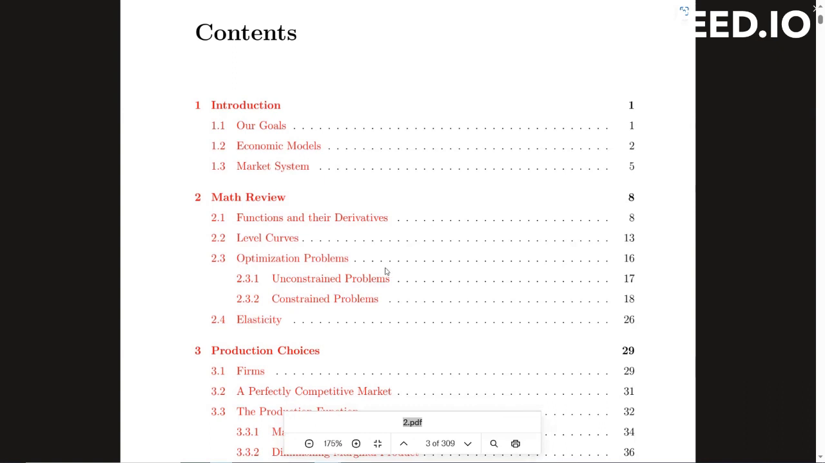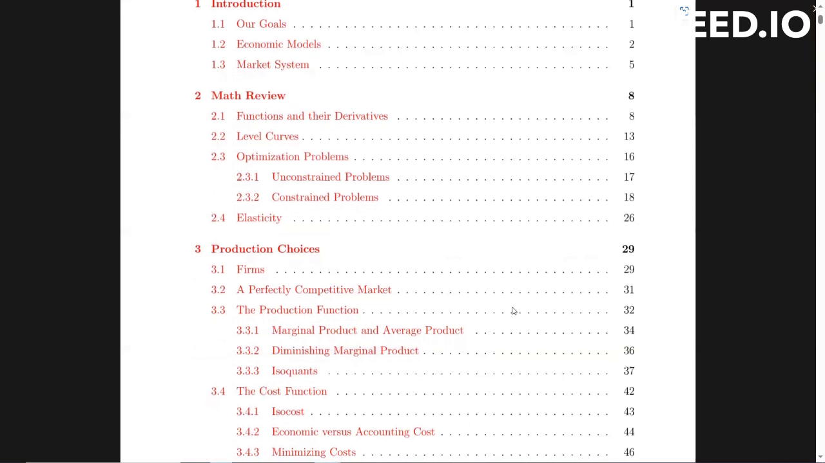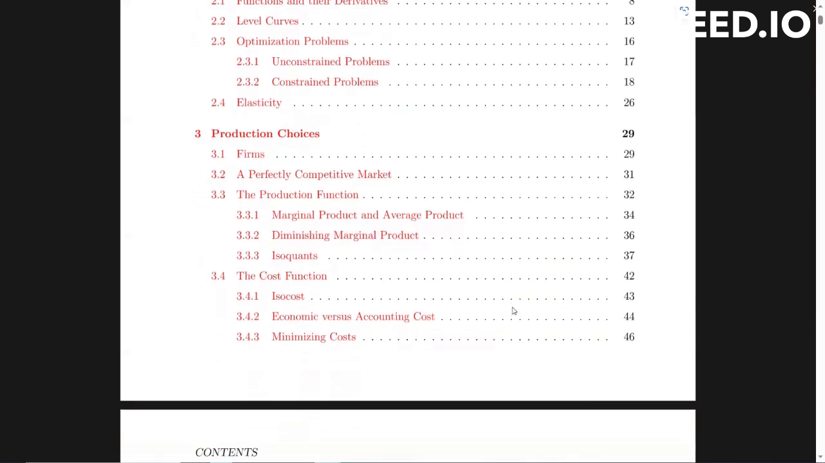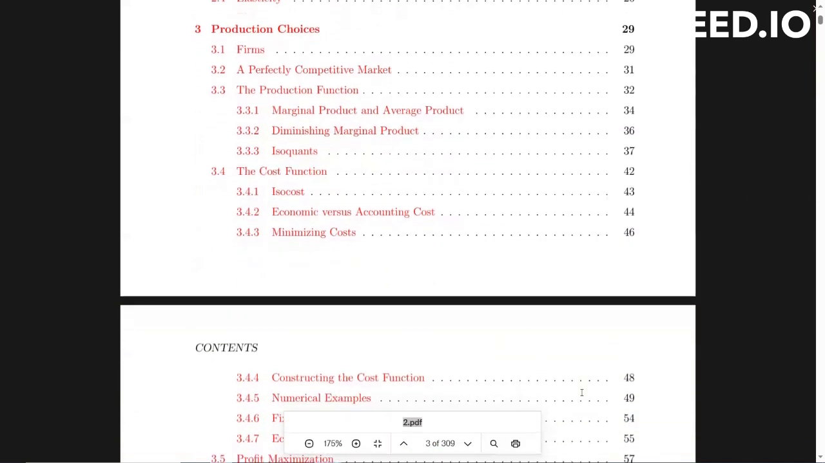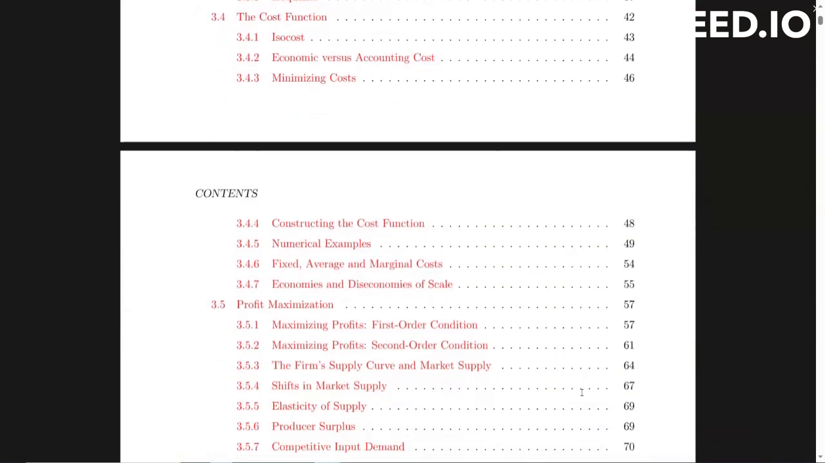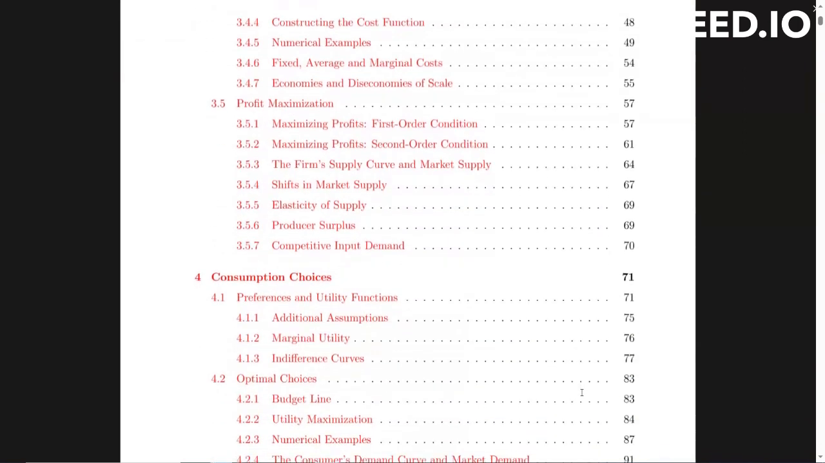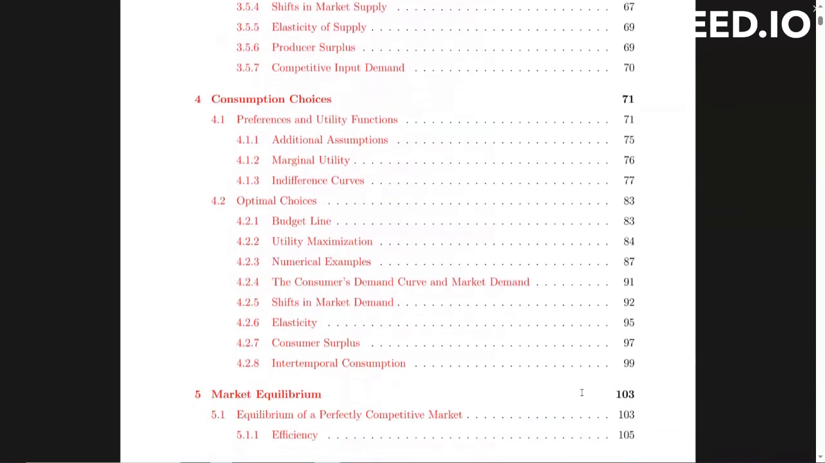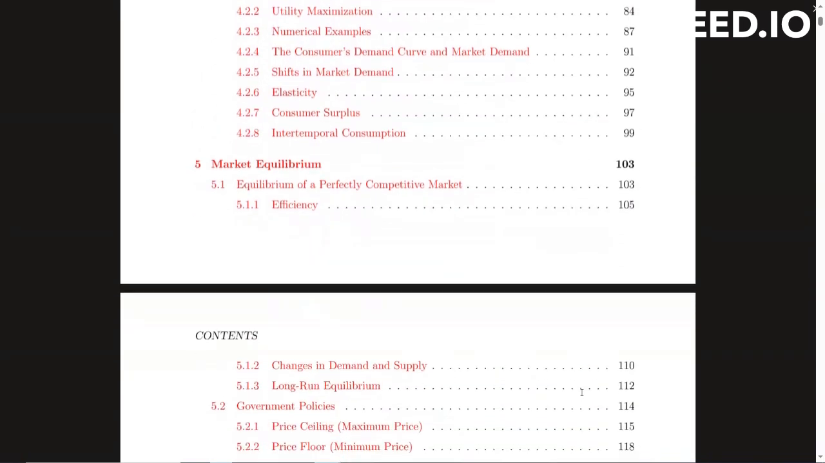As we already did, it's 13 chapters: an introduction, and then chapter 2 is the math review that we only made it less than halfway through. Then we finally get into the class. Chapter 3 is production choices. I did define some of these mildly in one of the preceding videos, but we will define these better once we get there. Chapter 4 is going to be consumption choices. Chapter 5 is going to be market equilibrium.